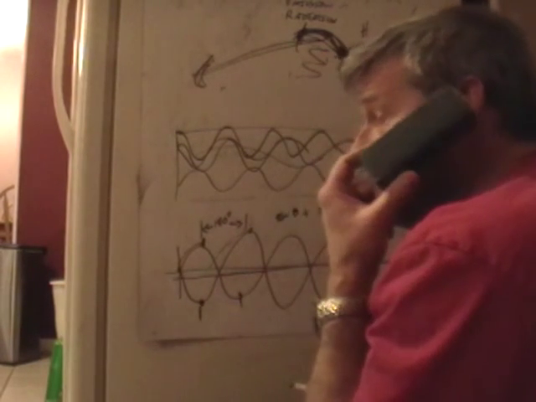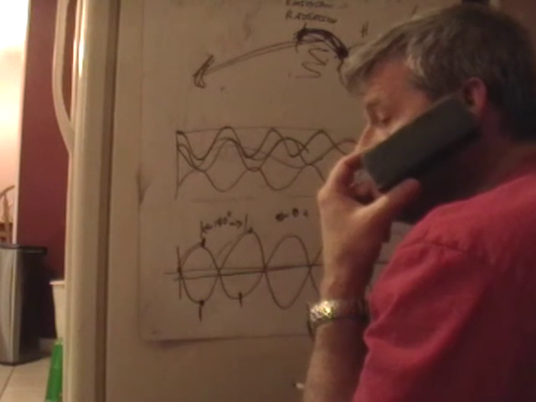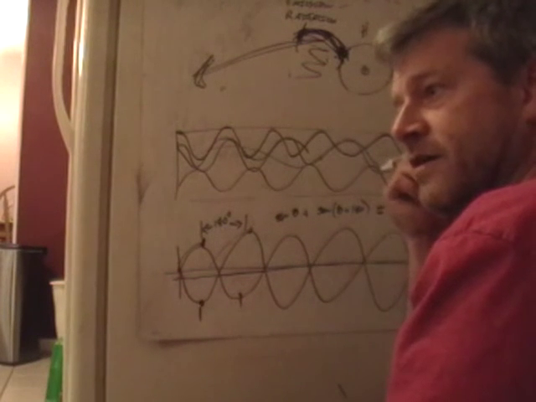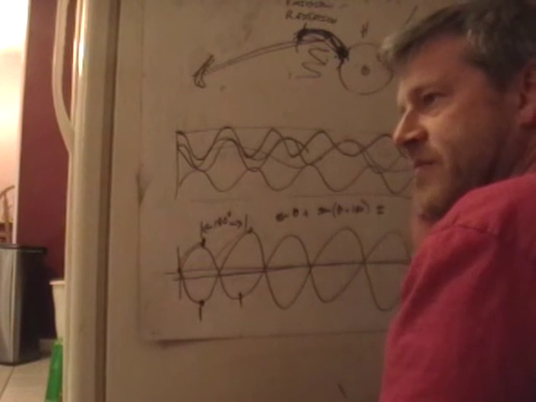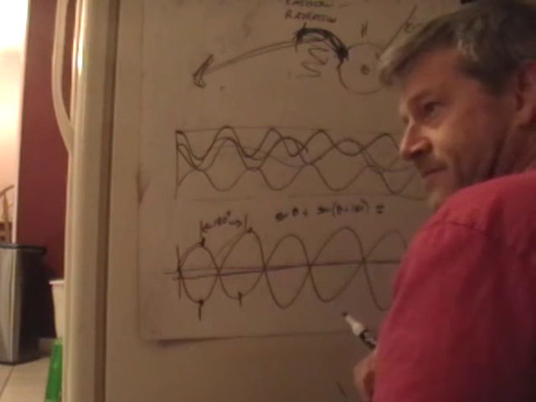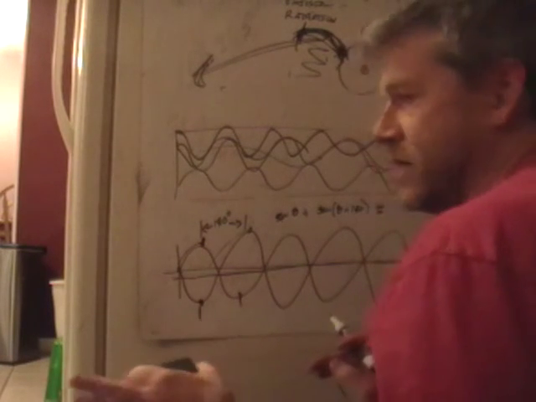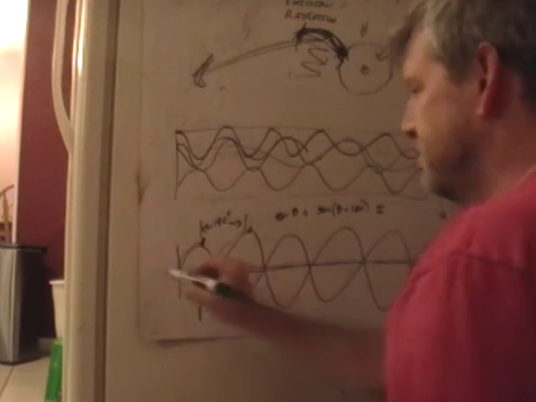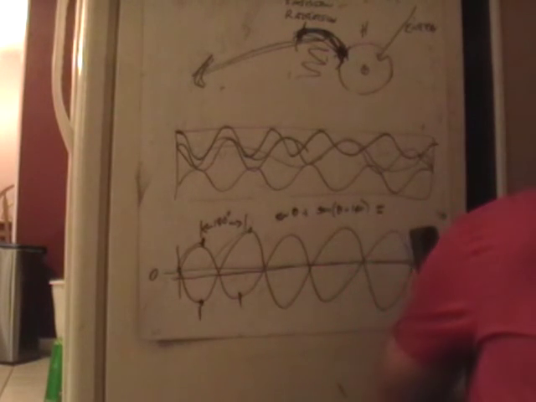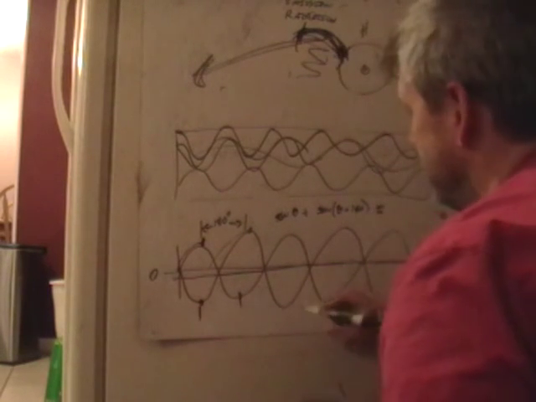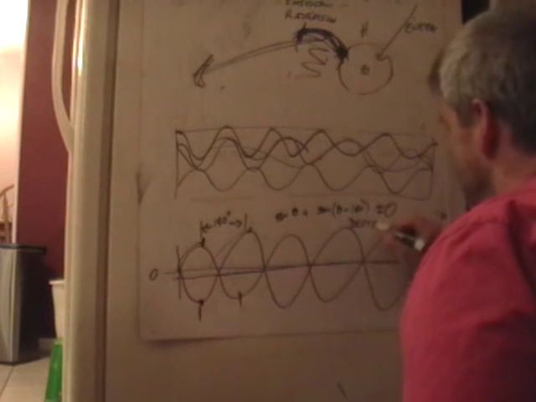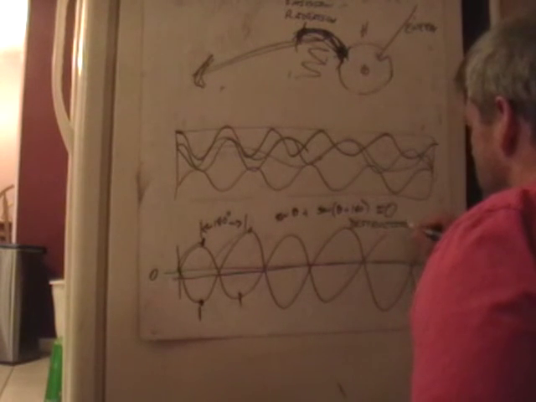That's how those fancy noise canceling headphones work. They actually have a little speaker right there next to your ear, and it listens to the sound coming in, and it recreates it right out of phase so that it nulls it. It equals 0. It's called destructive interference.